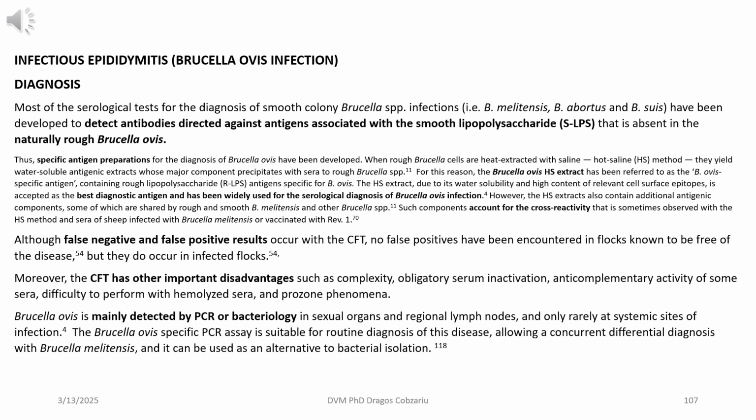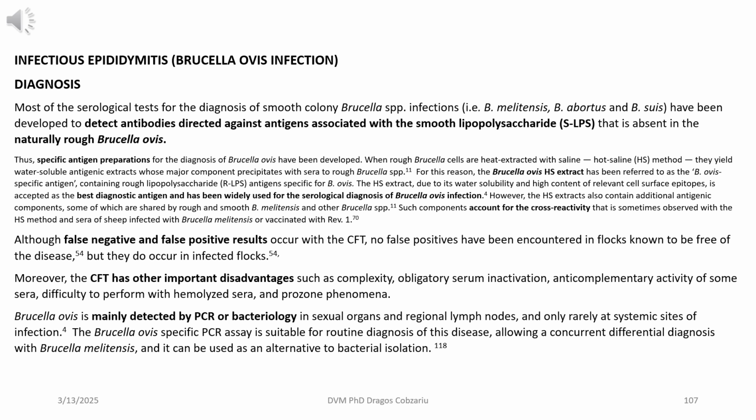Although false negative and false positive results occur with the CFT, no false positives have been encountered in flocks known to be free of the disease, but they do occur in infected flocks. Moreover, the CFT has other important disadvantages such as complexity, obligatory serum inactivation, anticomplementary activity of some sera, difficulty to perform with hemolyzed sera, and prozone phenomena.